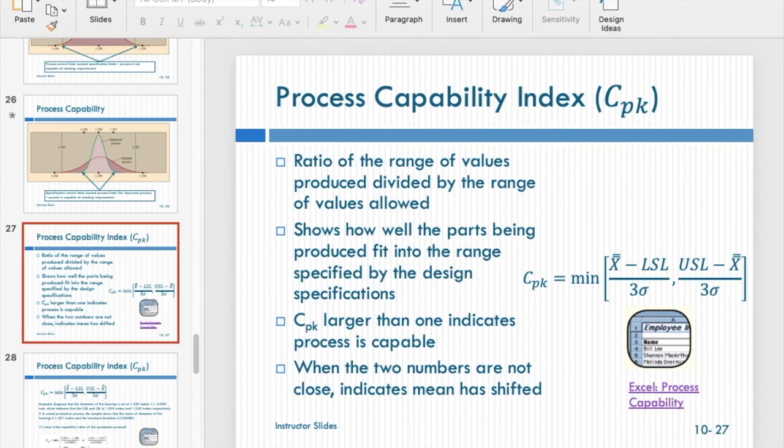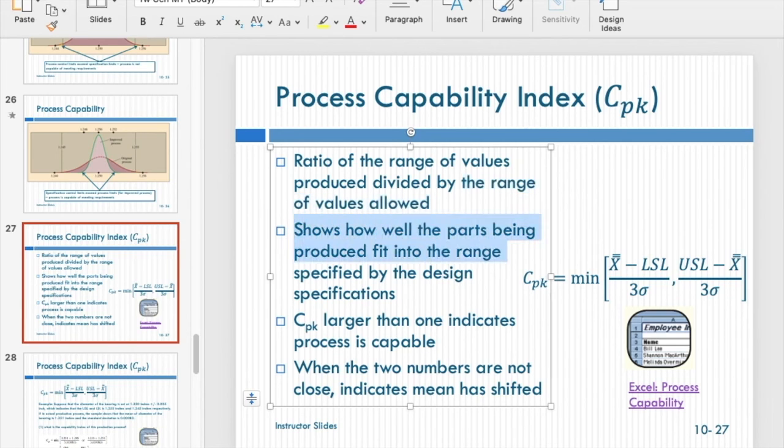It's a ratio of the range of value produced divided by the range of value allowed, okay? The range of value produced basically corresponds to the process control limit. The range of value allowed basically corresponds to the specification limit. The reason is that you are trying to show how well the parts being produced fit into the range specified by the design specifications. How well the real production process fits in your plan, your design specifications, okay?